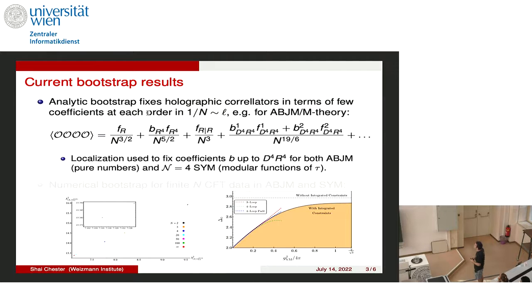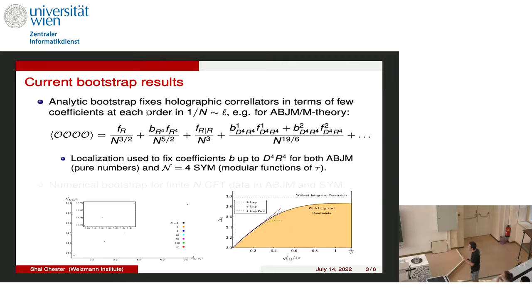So for instance, at leading order, which is tree level, 1 over N to the 3 over 2, it's completely fixed, and you don't need anything. And then the next order corresponds to the first higher derivative correction to supergravity, which is given by an R to the 4 term. In that case, you just need to know one numerical coefficient in order to fix it. And then we have the one loop term with 2 supergravity vertices, RR, and then the next higher derivative term, which is D to the 4 R to the 4, and then et cetera.